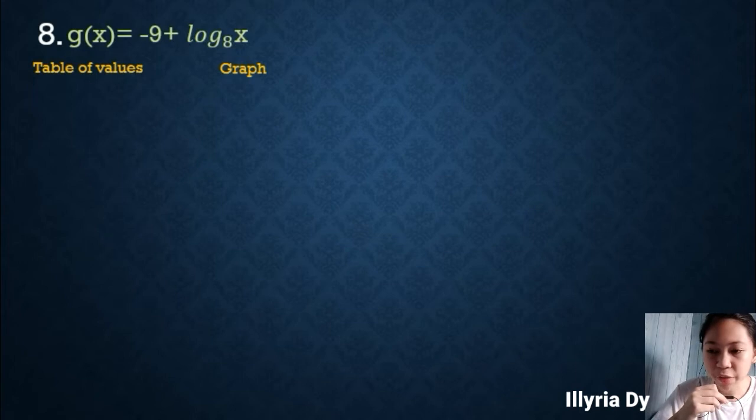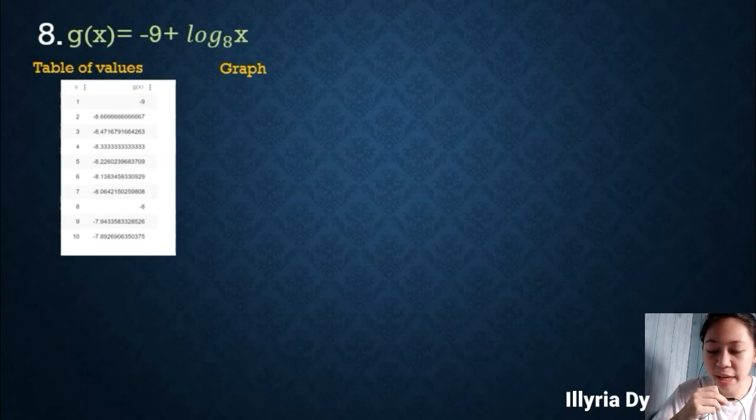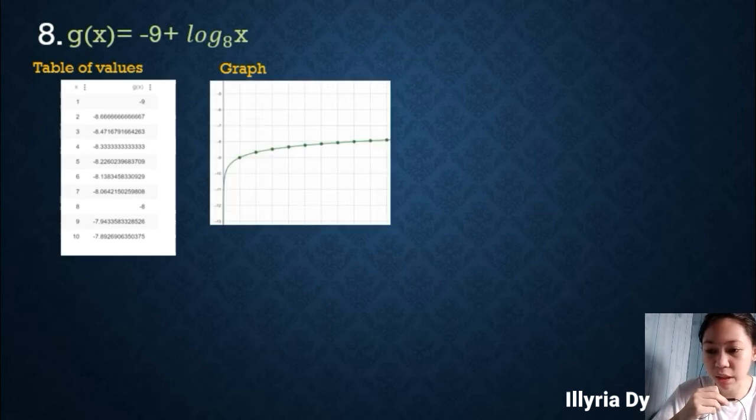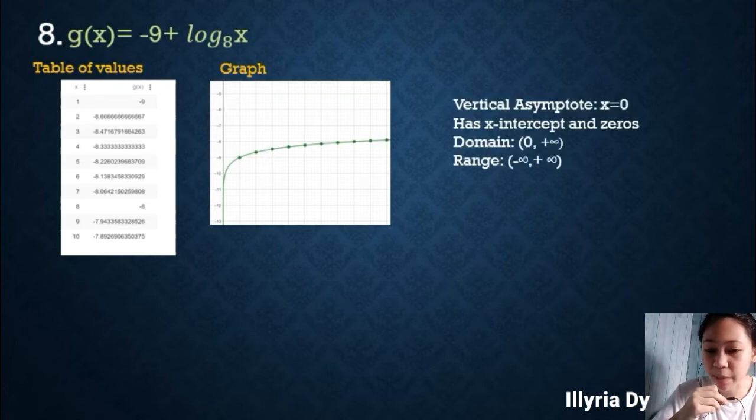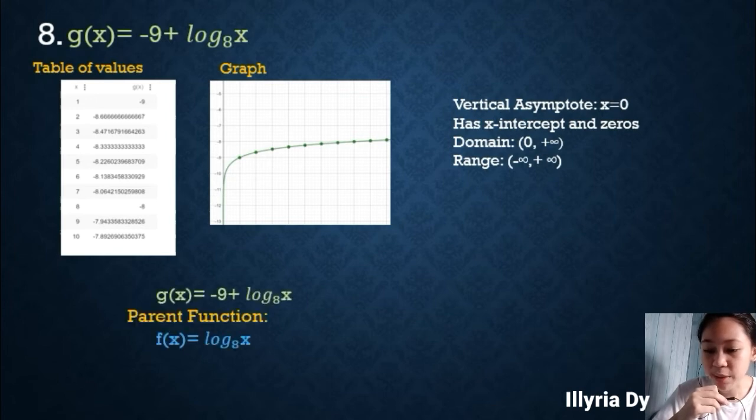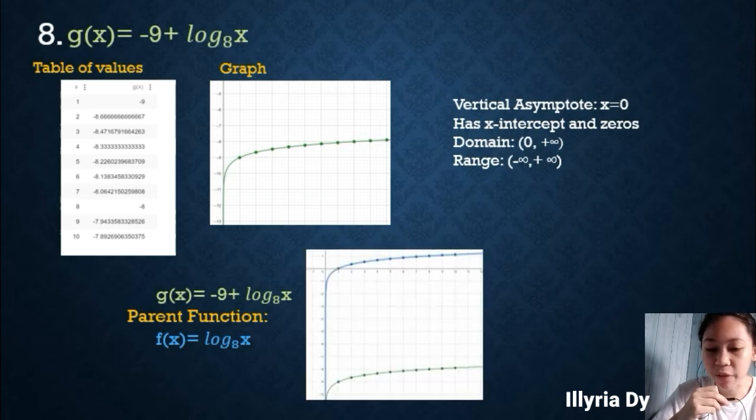Number 8, g of x equals negative 9 plus log base 8 of x. Its table of values will look like this, and based on that table of values, its graph will look like this, where its vertical asymptote is x equals 0. It has an x-intercept and zeros, the domain, and then the range. If we compare it to its parent function, which is f of x equals log base 8 of x, we will have this as their graph.